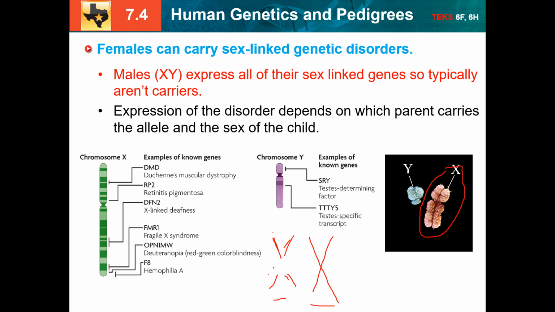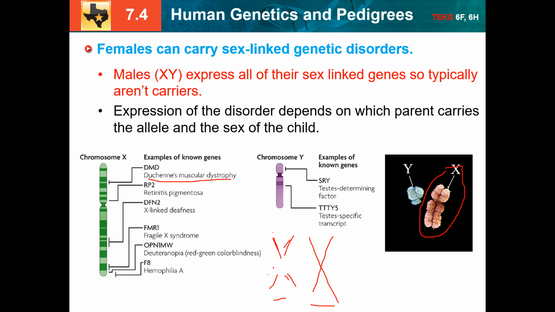Meaning that males who say they had some sort of genetic disorder that caused Duchenne's muscular dystrophy, DMD. If it happens in a male, that's for sure going to express itself because the males don't have another copy of that X chromosome to make up for that missing gene or that dysfunctional gene.